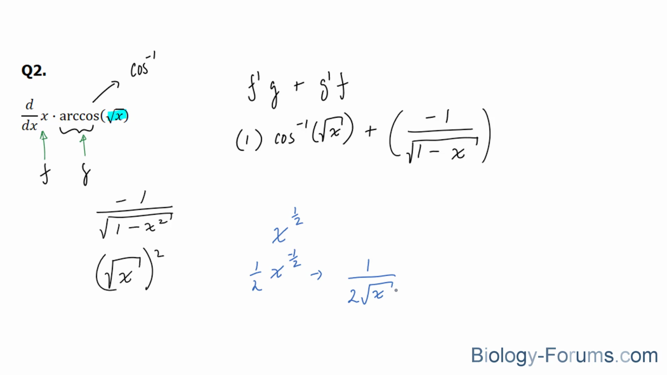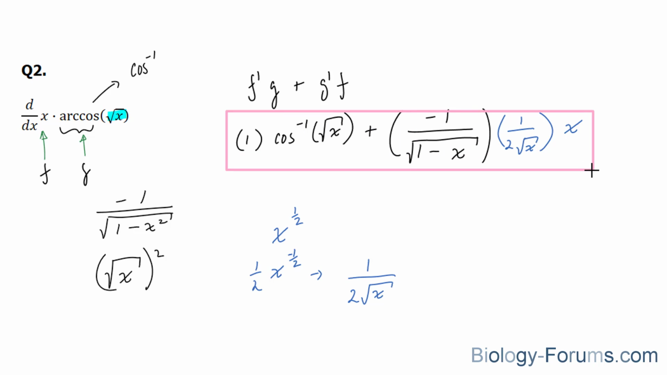Now, of course, some teachers might not be happy that you have a radical at the bottom, but for the sake of this video, we'll just keep it as that because it looks neater. 1 over 2 the square root of x. And of course, we are finished finding the derivative of arccos. Next, you'll have to place f beside it. And there you have it. This right here represents the derivative of question 2.